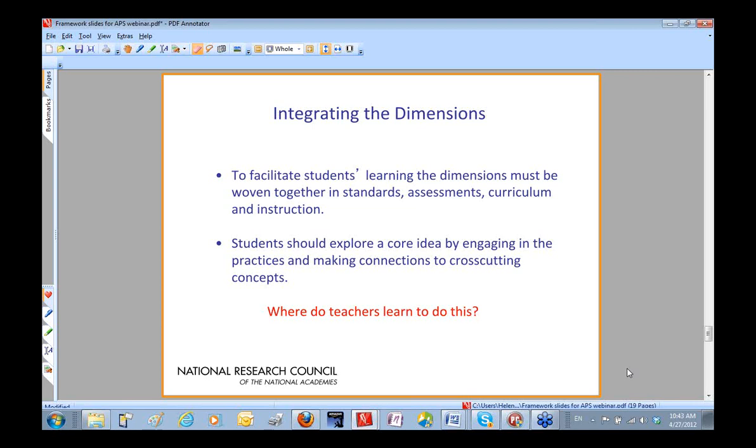So, of course, from the point of view of teacher professional development, the question is how and where do teachers learn to do this? This needs to be very much part of practice and the understanding of the teacher about how you think about teaching content, that it's not just about teaching a particular disciplinary idea, it's also about engaging the student in doing things and in making connections to other ideas.